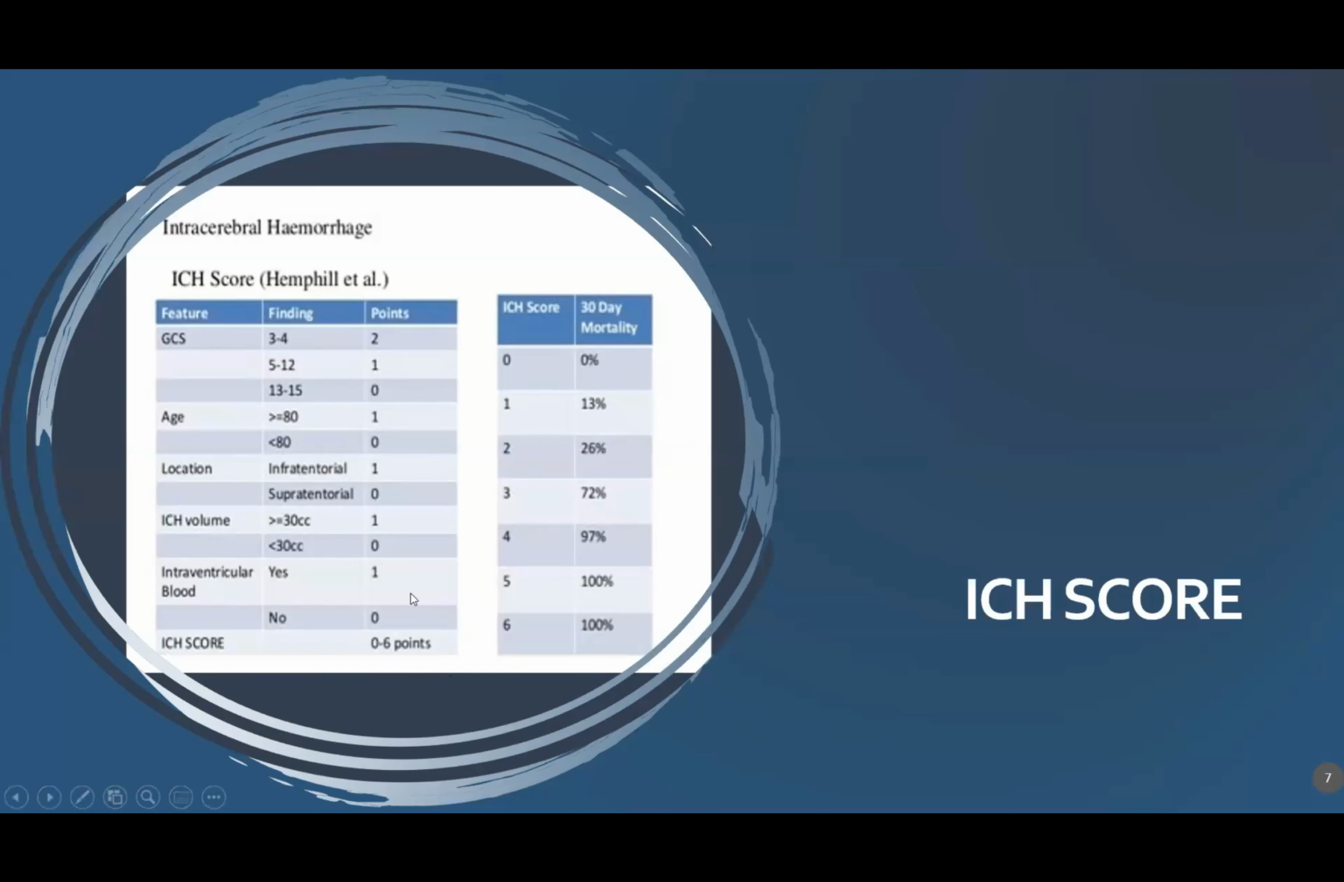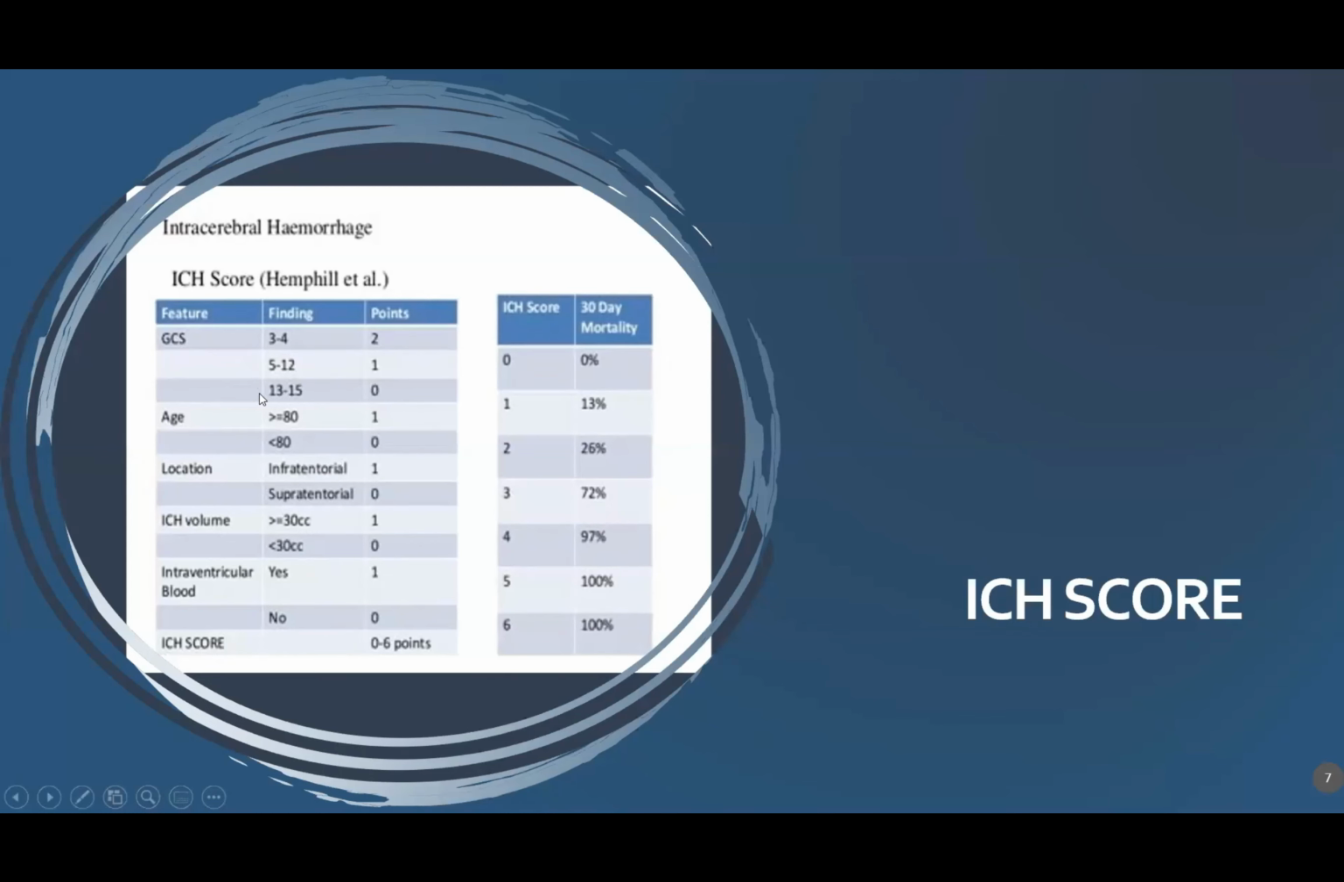In the ICH score, we have 5 parameters. A couple of them are clinical and a couple of them are radiologically related. The GCS of the patient upon presentation with ICH is very important. The GCS is the strongest prognostic indicator.